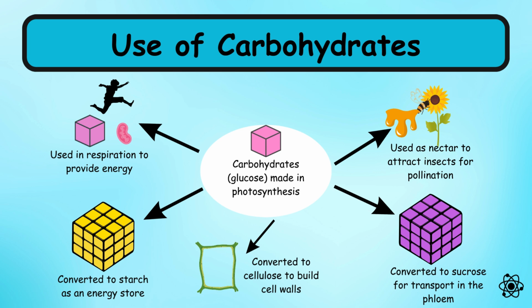This diagram illustrates how the carbohydrates made in photosynthesis are used and stored. Glucose made in photosynthesis may be used in respiration to provide energy. It may be converted to starch as an energy store. It may be converted to cellulose to build cell walls. It may even be converted to sucrose for transport in the phloem, or it may be used as nectar to attract insects for pollination.